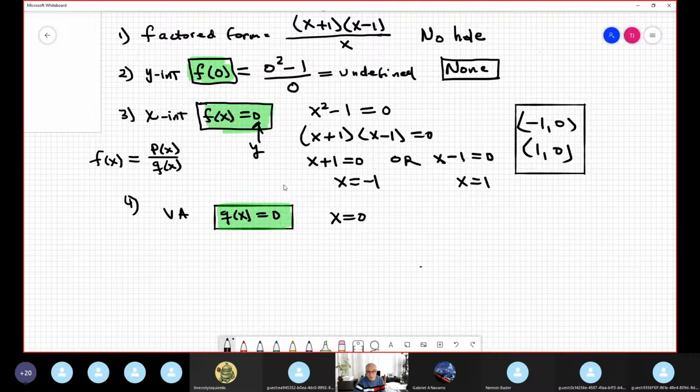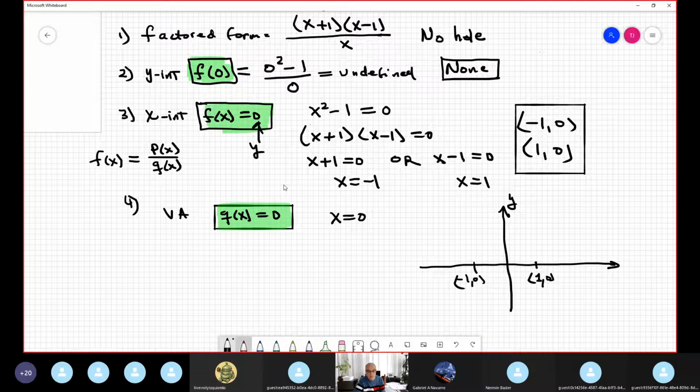And so this is a moment in which I want to do the picture. The picture is, so far we have no y-intercept, nothing. We have two points, at negative 1 and at positive 1, and the vertical asymptote here at 0. The vertical asymptote is the only other thing we have so far.